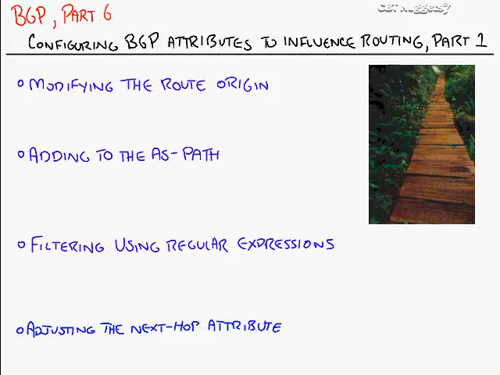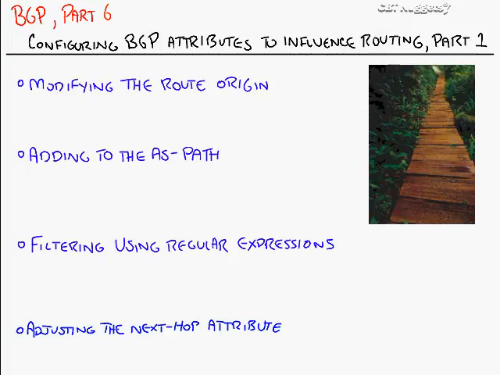BGP Part 6, Configuring BGP Attributes to Influence Routing, Part 1. It's kind of funny now that I say it that way. We have Part 6 and Part 1 of Part 6. So I guess you can think of this as Part 6.5. We're going to show you in this nugget how to tweak BGP so that it can have the best path to get to a specified destination.